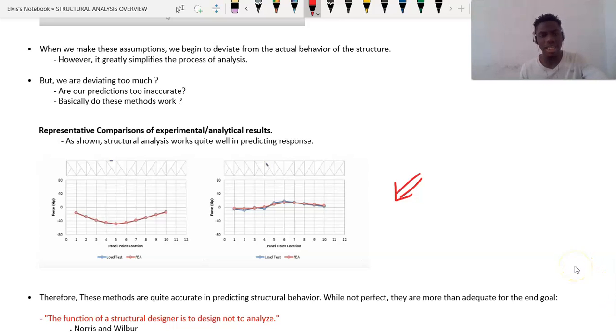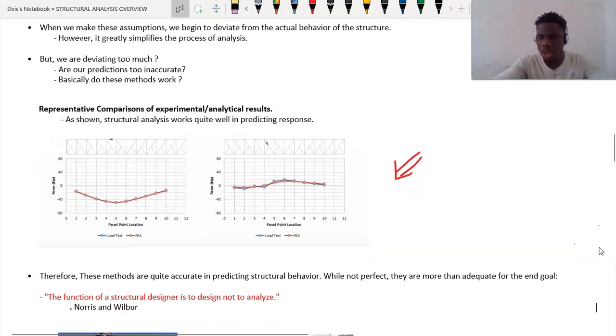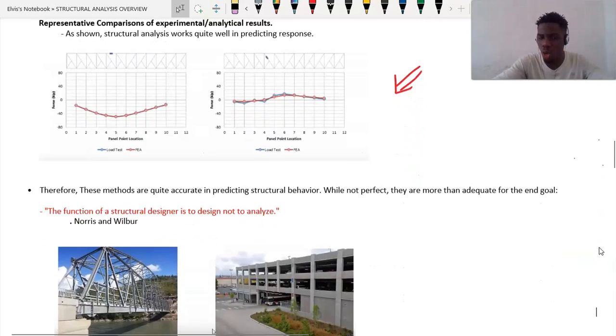Okay, guys. Now, there is also a saying from Norris and Weber that says the function of a structural designer is to design, not to analyze. Okay, guys? So our job is to design, not to analyze.